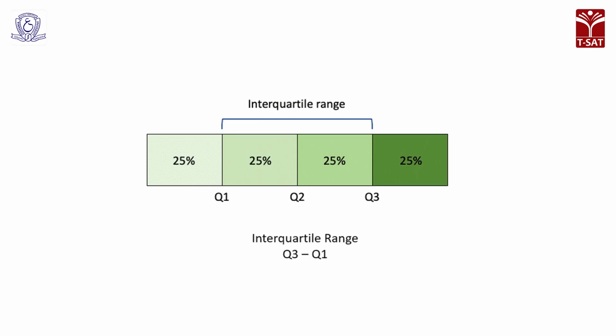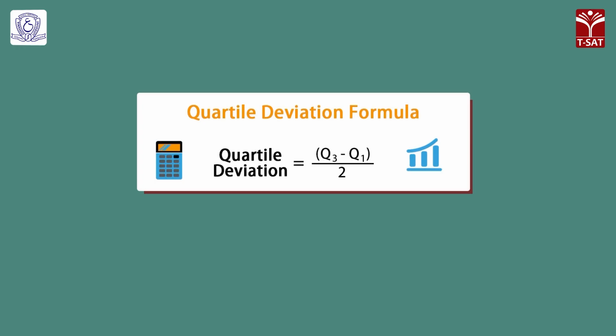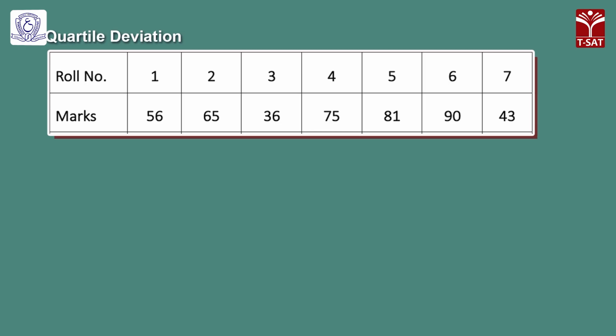It is represented using the formula interquartile range is equal to Q3 minus Q1, whereas the formula to calculate quartile deviation, which is represented by QD, is equal to (Q3 minus Q1) divided by 2. Let us take an example. Find out the value of quartile deviation for the data.